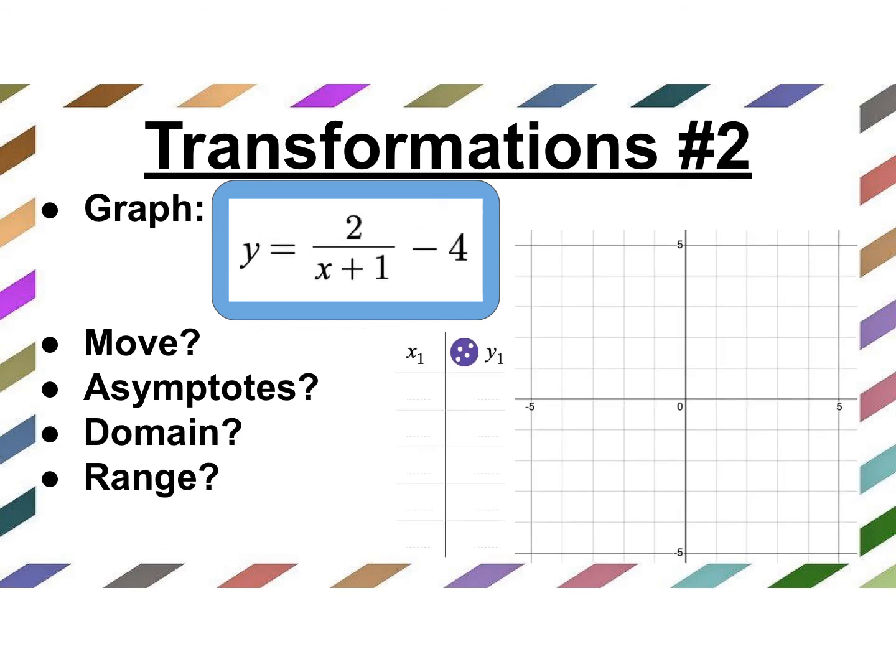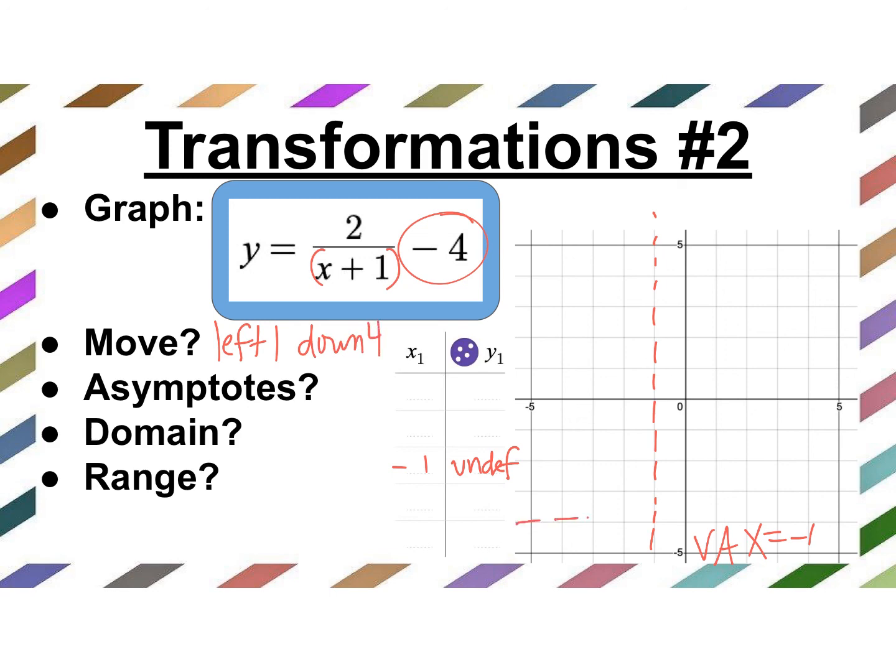Let's try this one. You can notice that my numerator is now 2. If I think about how it moves in my denominator with the x, it's x plus 1. It's going to go opposite. So this is going to go left 1, which means my asymptote is left 1. And that's my vertical asymptote at x equals negative 1. So I'm going to put negative 1 into my table, and that's my undefined. Then I have my sort of extra number at the end, minus 4, so this is going to go down 4. So 1, 2, 3, 4. You can see that I did not pick a very good graph window, but we're down there. And that's my horizontal asymptote at y equals negative 4.